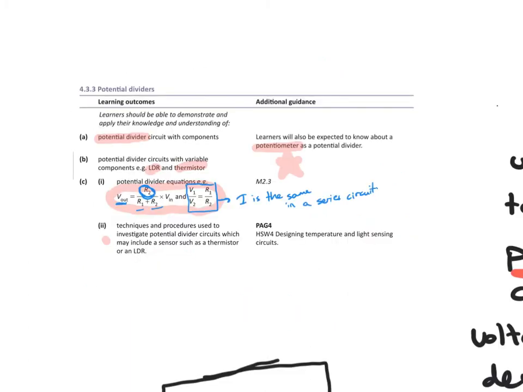Okay, so far we talked about potential divider circuits with components. We have also talked about the potential divider equations that you need to know. Now we'll talk about how potential divider circuits with variable components will work if we had an LDR, a thermistor, or a variable resistor.